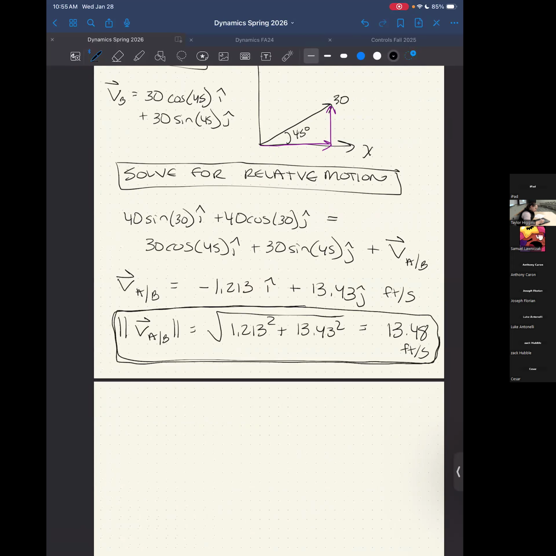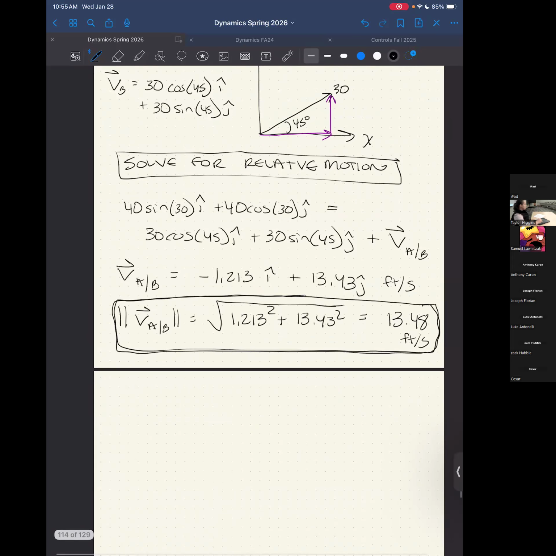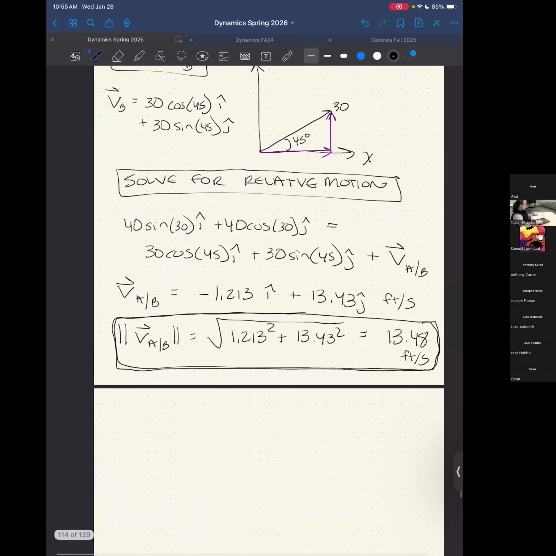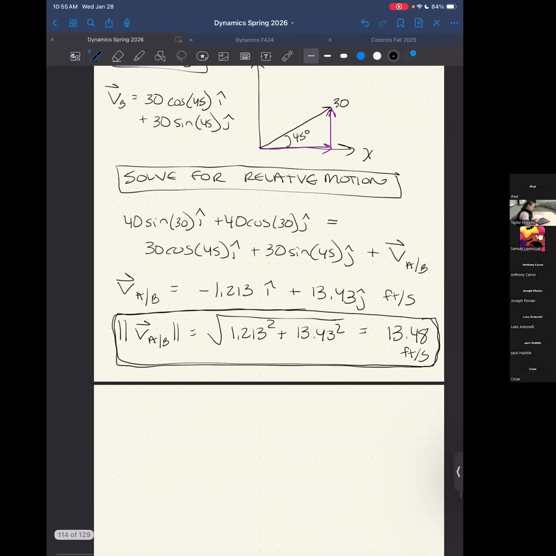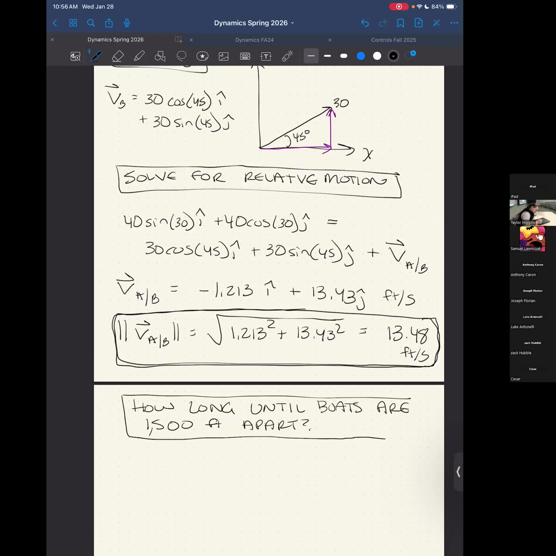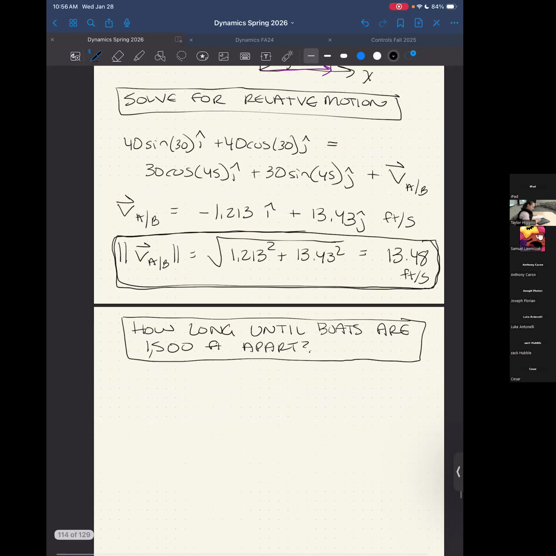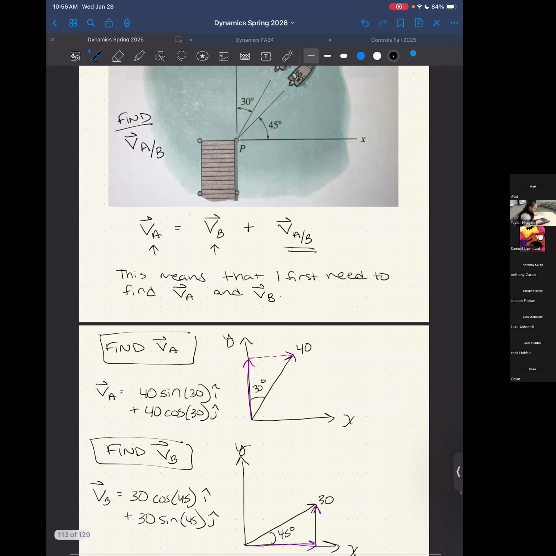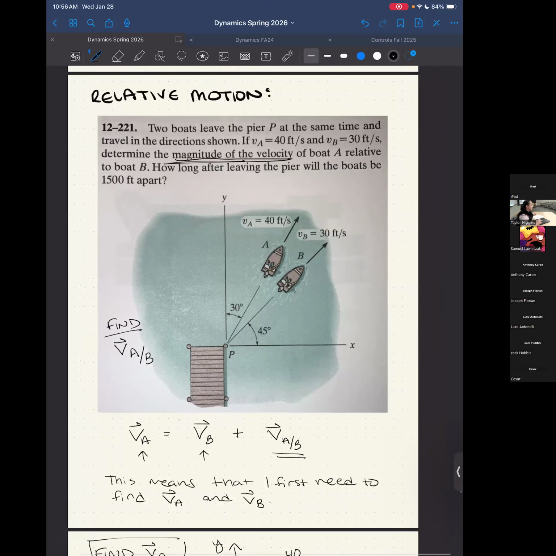Okay, that's the first part of the problem. Any ideas on the second part of the problem? Okay. How long until the boats are 1,500 feet apart? We can assume, because it hasn't told us otherwise, that these velocities are constant.